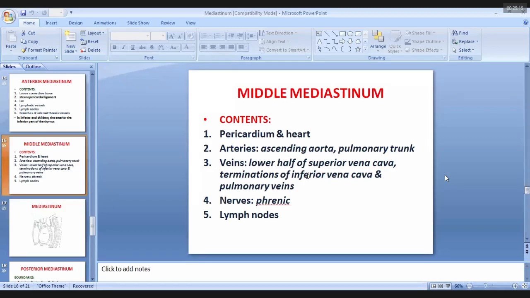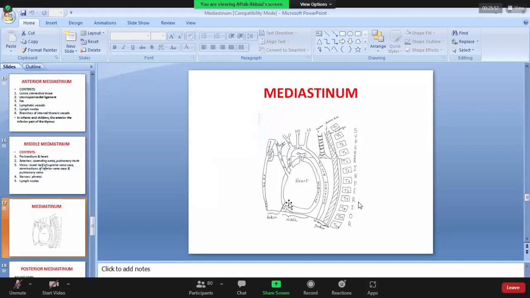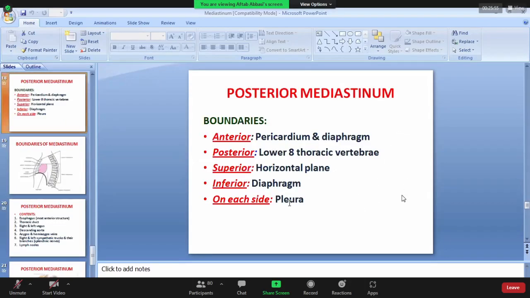And in the veins, it contains the lower half of the superior vena cava, termination of the inferior vena cava and the pulmonary veins. And in the nerves, the phrenic nerves lie in the middle mediastinum, and the lymph nodes. So the main content of the middle mediastinum is the heart along with the pericardium. Then the major vessels like pulmonary trunk, here is the aorta, termination of the superior vena cava, inferior vena cava, and pulmonary veins that enter into the heart. Then in the nerves, it contains the phrenic nerves and the mediastinal group of the lymph nodes. These are the main contents of the middle mediastinum.